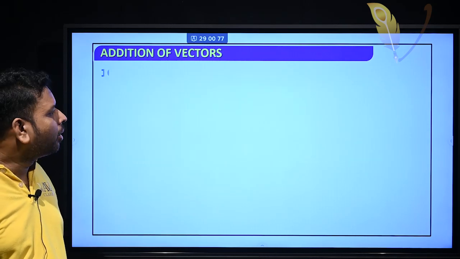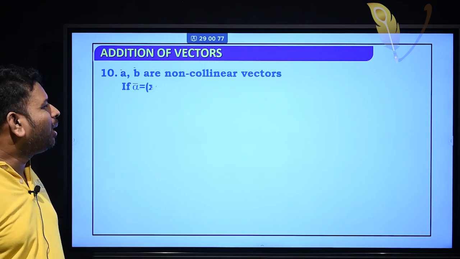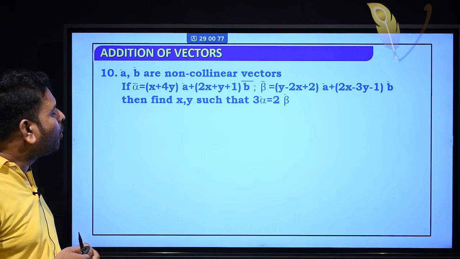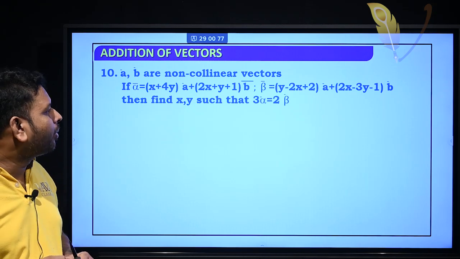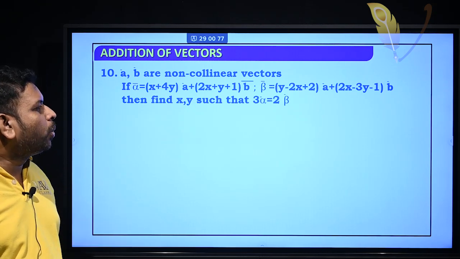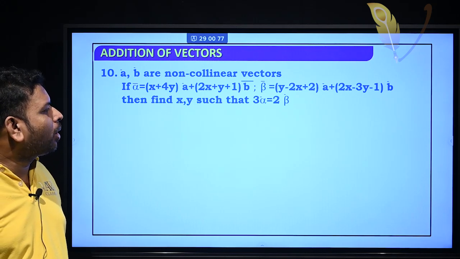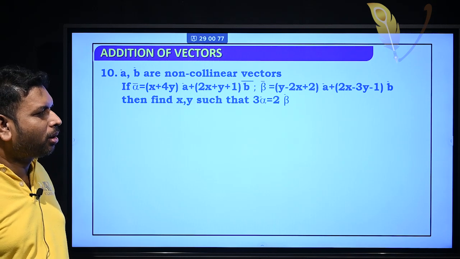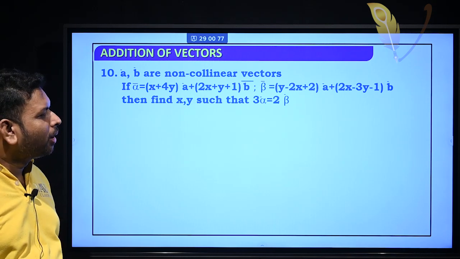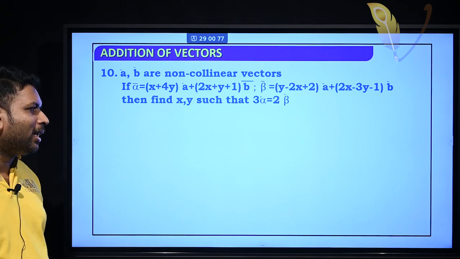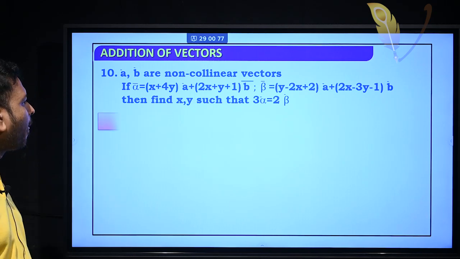Okay. Question number 10. If a, b are non-collinear vectors with alpha vector equal to x plus 4y a vector plus 2x plus y plus 1 b vector, beta vector equal to y minus 2x plus 2 a vector plus 2x minus 3y minus 1 b vector, then find x and y such that 3 alpha equal to 2 beta.